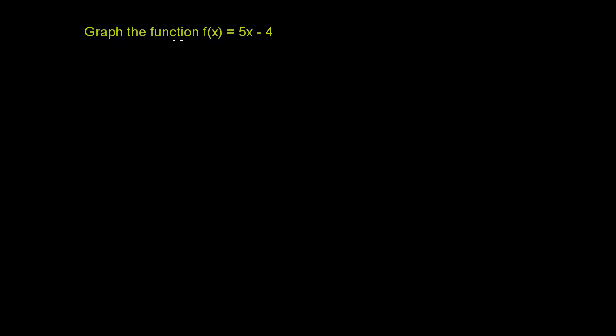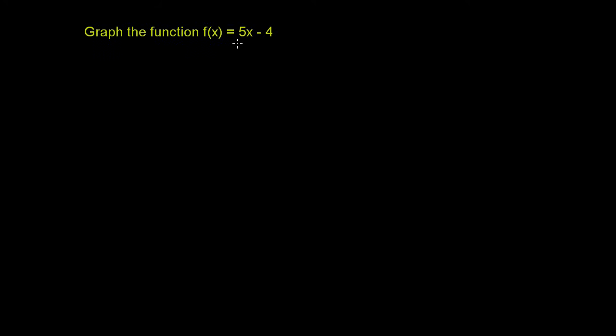We're asked to graph the function f of x is equal to 5x minus 4. And we'll do it by really just sampling some points from the domain and seeing what value our function takes. And then we'll just graph those points, and then we'll just connect the dots and see what forms. And there's other ways to do this, but this is kind of the most simple or the most basic way.